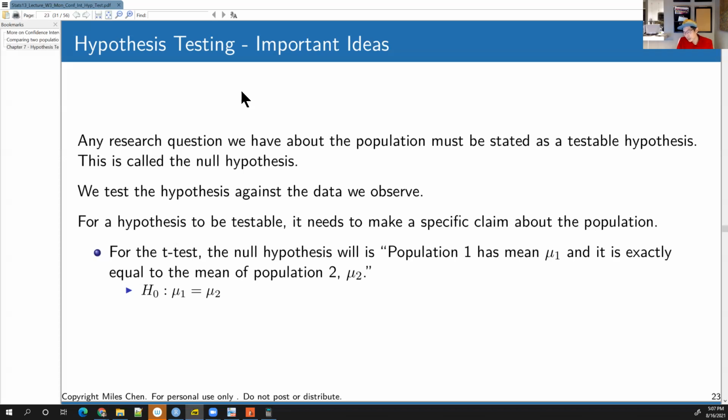So as far as the t-test goes, which is the hypothesis test we're looking at, the null hypothesis that we are going to test is going to make this very specific claim, which is population 1 has mean mu1, and it is exactly equal to the mean of population 2, mu2. So the claim is that the two populations have the exact same mean. And because it's a specific claim, we can test this, okay? The two populations have the exact same mean, and we're going to test that.